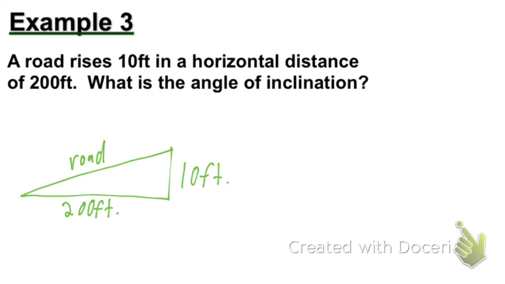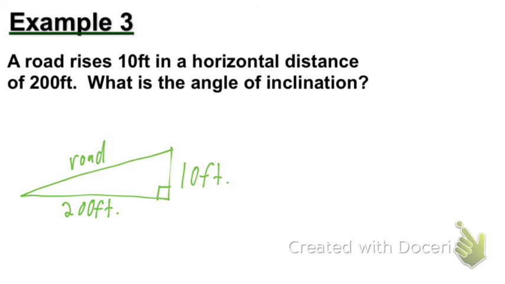So, if it rises 10 feet in a horizontal distance of 200, what do we think the rising vertically and horizontal would create? What kind of angle? We want to know, what is the angle of inclination? What does inclination make you think of? Incline. So going up.